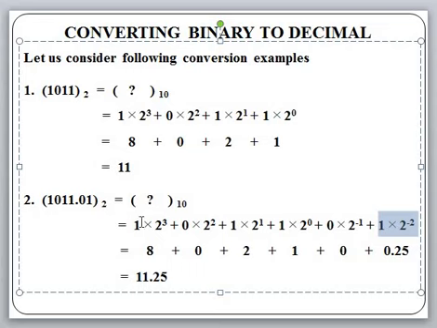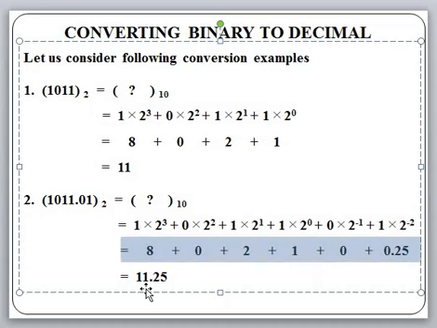We know that this integer part altogether is 8 plus 0 plus 2 plus 1. Now next we consider 0 into 2 to the power minus 1. 0 multiplied by anything is 0. Next we go for this value: 1 multiplied by 2 to the power minus 2. 2 to the power minus 2 is 1 by 4, so 1 into 1 by 4 is 1 by 4. If you convert 1 by 4 into decimal, it is 0.25. So when we add these values, we get 11.25.